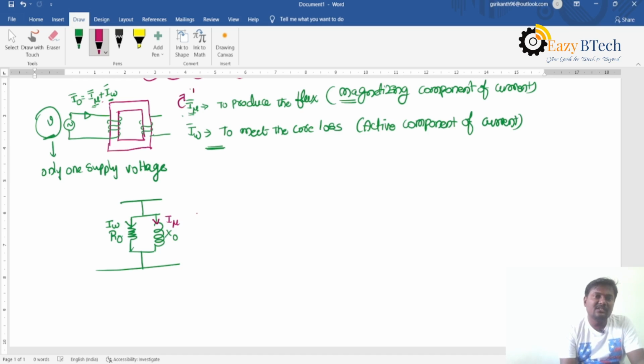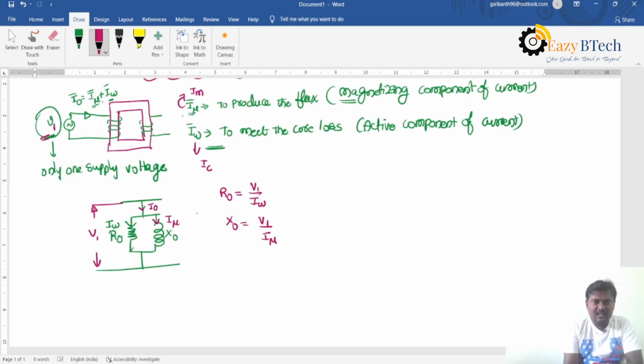In some textbooks this is given as IM and this is given as IC. IM, the magnetizing component of current, and I mu are both the same, and IW and IC are both the same. Now if you apply KCL at this node, I get the no load current. How many supply voltages are required here? Only one supply, let us say V1. R0 is equal to V1 divided by IW, the active component of the current. X0 is equal to V1 divided by I mu.